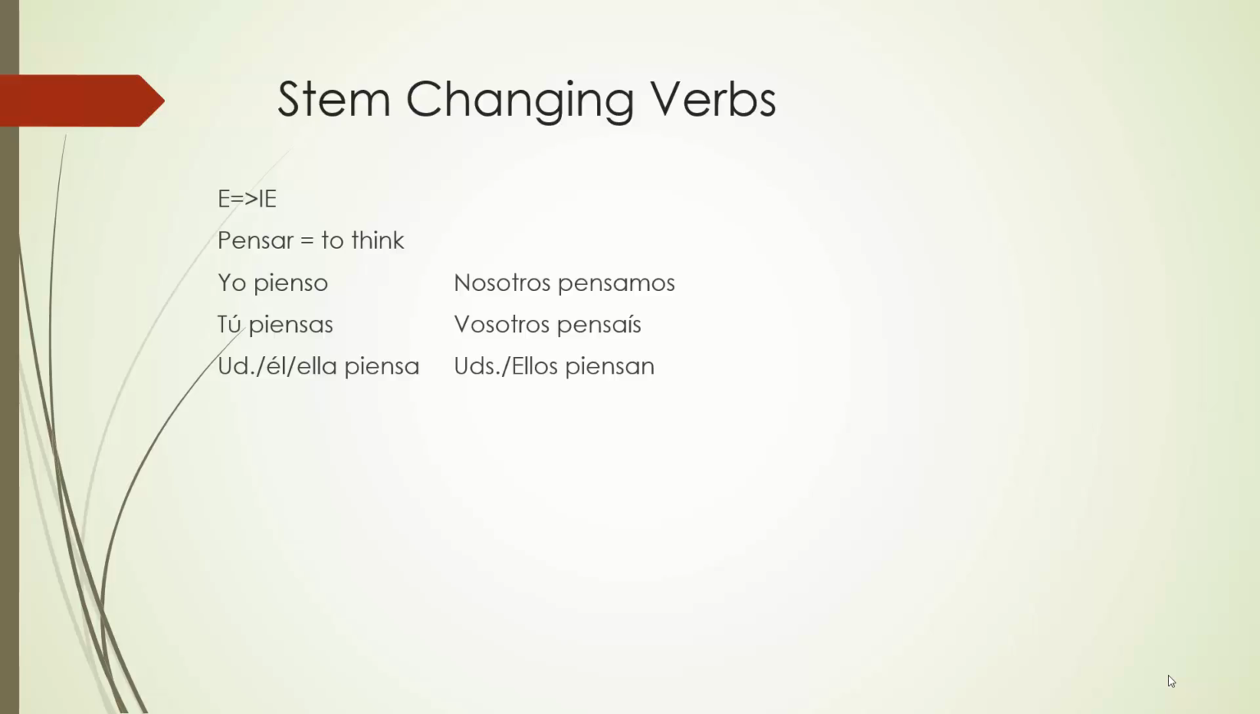And stem changing happens in all forms except for nosotros and vosotros, which I never test. So in the yo, tú, usted, él, ella, ustedes, and ellos, you'll see the stem change. But in nosotros and vosotros, you won't. So, yo pienso, nosotros pensamos. Tú piensas, vosotros pensáis. Ella piensa, ellos piensan.